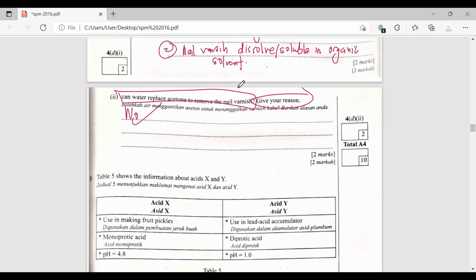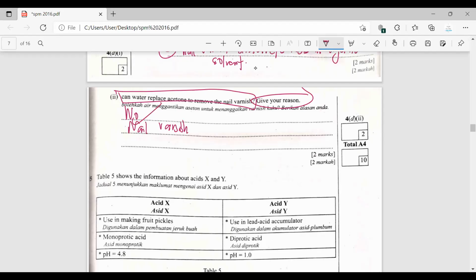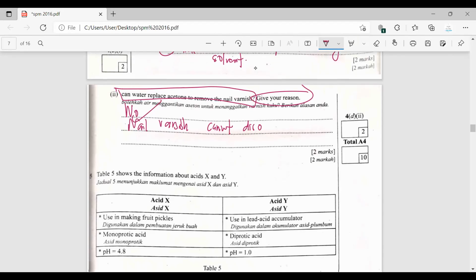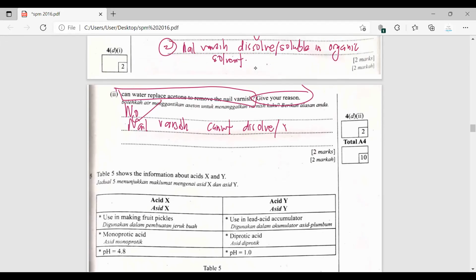Nail varnish is a covalent compound. Covalent compound cannot dissolve where? Very good. She said nail varnish only soluble in organic solvent. But your answer must talk about water. So nail varnish cannot dissolve in water. If you don't want to use the word cannot dissolve, you can say it's not soluble in water. There, you would have got your full marks.